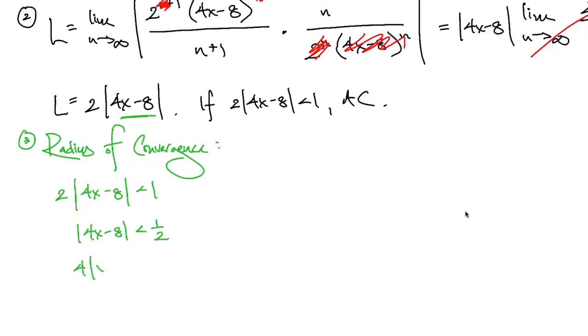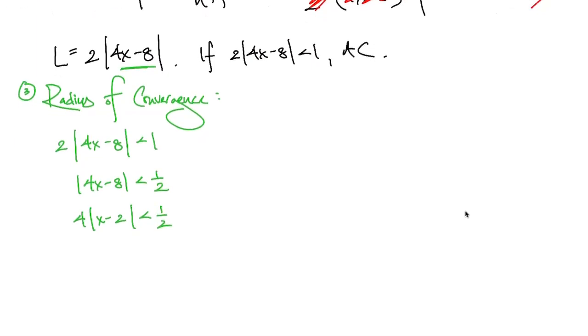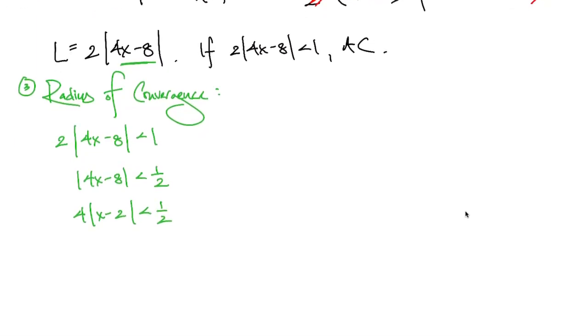That will leave me with x minus 2 on the inside, which is good because x minus 2, what value of x makes that 0? It's 2, which is our center point that we found earlier. Okay, and so we've got one more step. We've got absolute value of x minus 2 is less than 1/8.